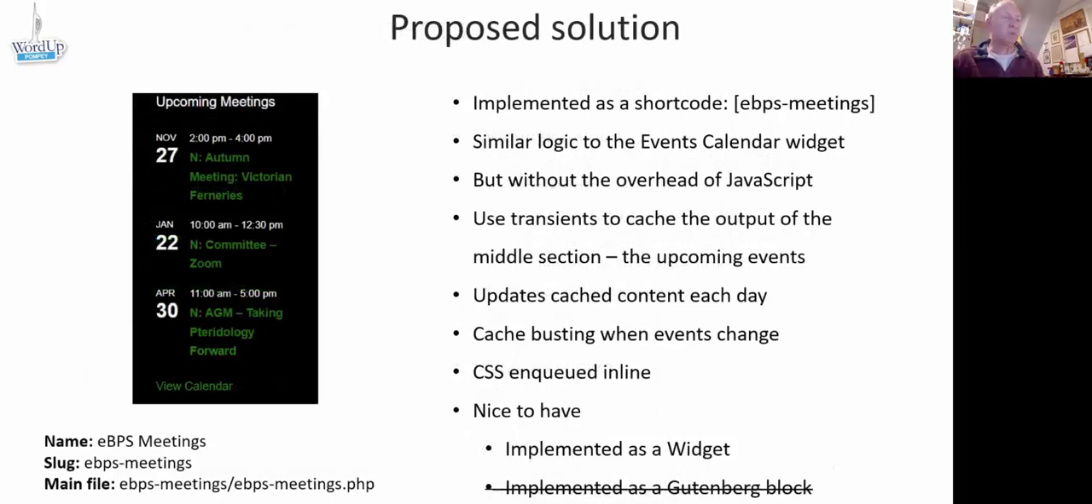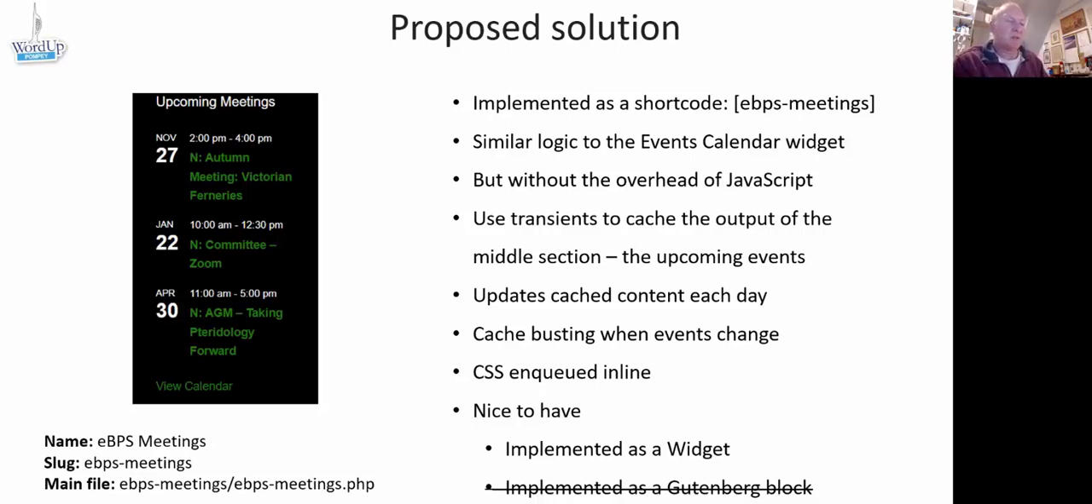So the proposed solution is to develop this thing as a shortcode, because shortcodes can be used in the same way as widgets, and it's just a simpler way of doing it. And we're going to make it produce similar logic to the events calendar widget, but we're not going to have any JavaScript involved, which is what was used for the view calendar link. And we're going to use things called transients to store the output that we've generated once, and we're going to use that so that it continues to display the same output until something changes.